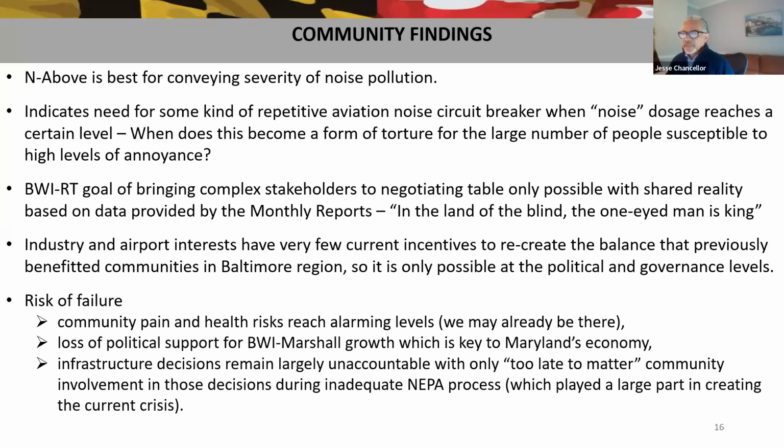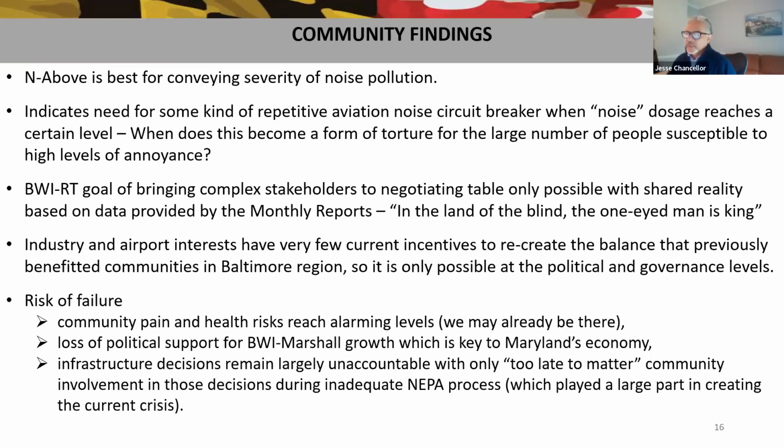So there are a lot of points here. It's a lot of data, so I'm just going to focus on a couple. The first one, in above, is best for conveying the severity of noise pollution because people understand it. It shows what happens. The third point is that we're trying to bring stakeholders together to negotiate at our airport over operations and future infrastructure, but we need a common set of facts. And so we think our report is that common set of facts, at least we hope so.